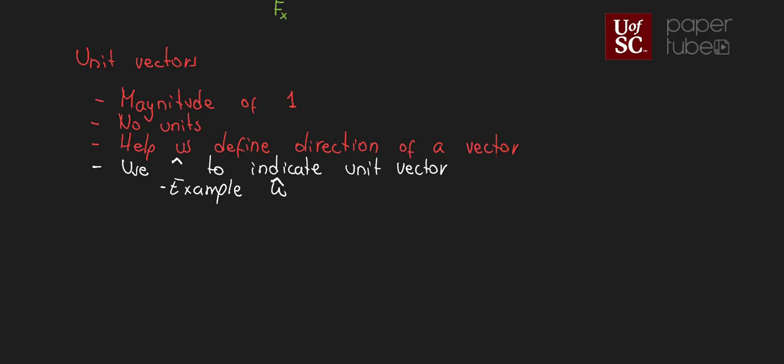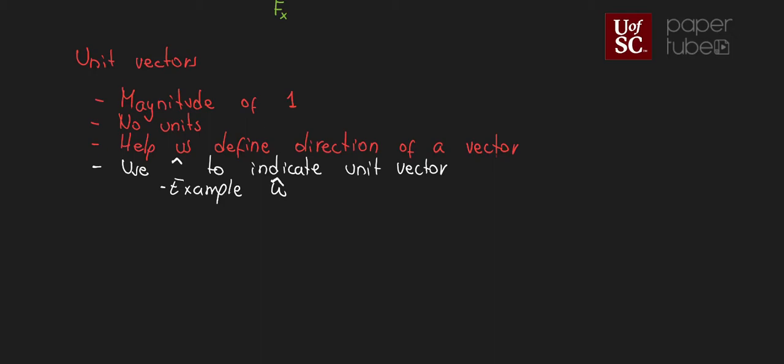Okay, very good. Now there are 3 unit vectors that are particularly of interest to us, and those are the unit vectors that we are going to define along the x, the y, and the z axis.